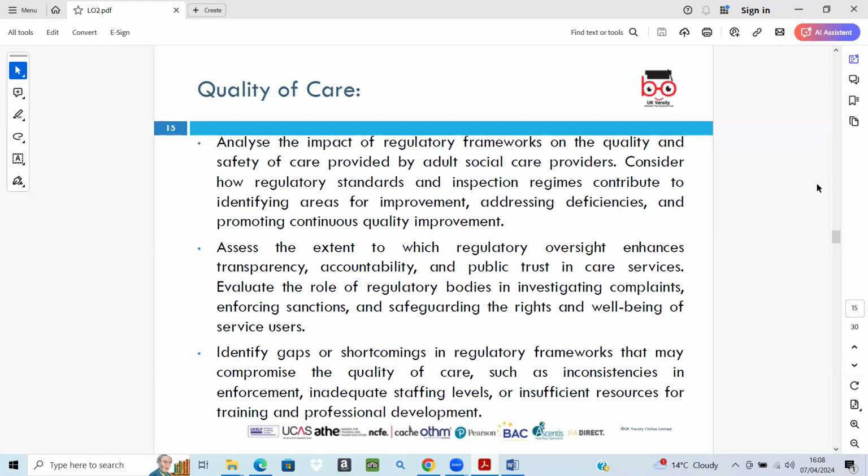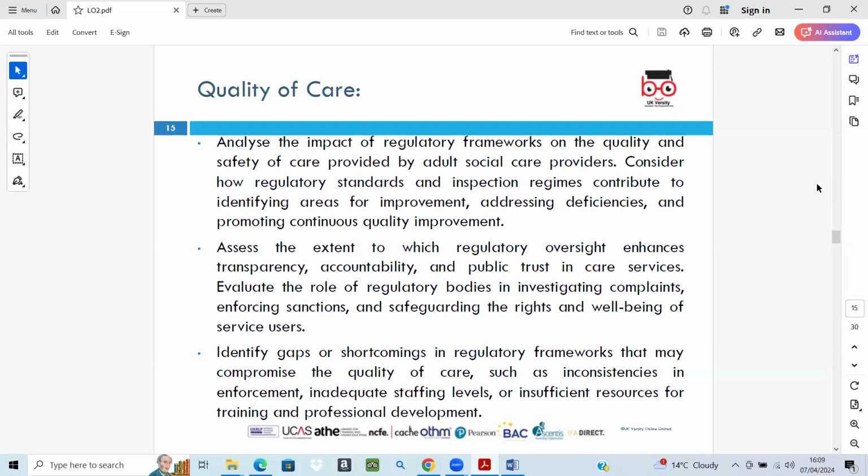For example, if someone sends us an assignment, then the tutors provide them the formative feedback, and based on the formative feedback, the student changes the work and improves the quality of their work. And in the end, when we submit the assignment, we get the summative feedback, which is the final version of the feedback. This is how we give the feedback, and the student improves their quality of work. The same happens with the health and social care industry.